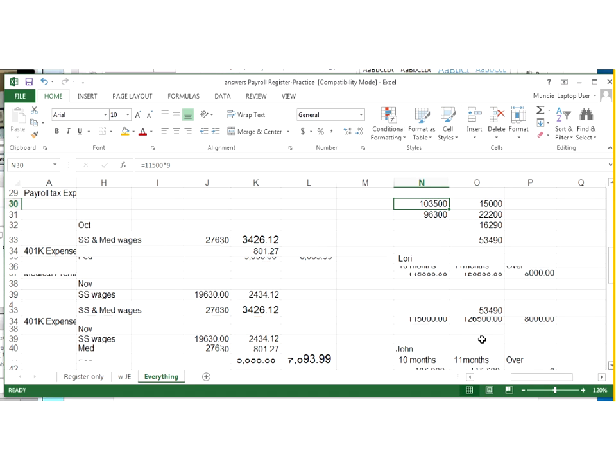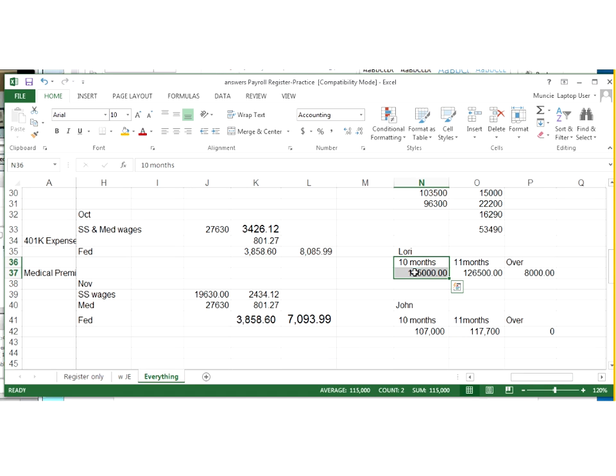So I make a little chart down here for Lori and for John. After 10 months, so that's October, she has not hit the cap. At the 11th month, she has begun to hit the cap, and by the 12th month, she's way over. John hasn't hit the cap. He still hasn't hit the cap in the 11th month, but he finally does hit the cap in that 12th month. So that's why I have these guys in play here.